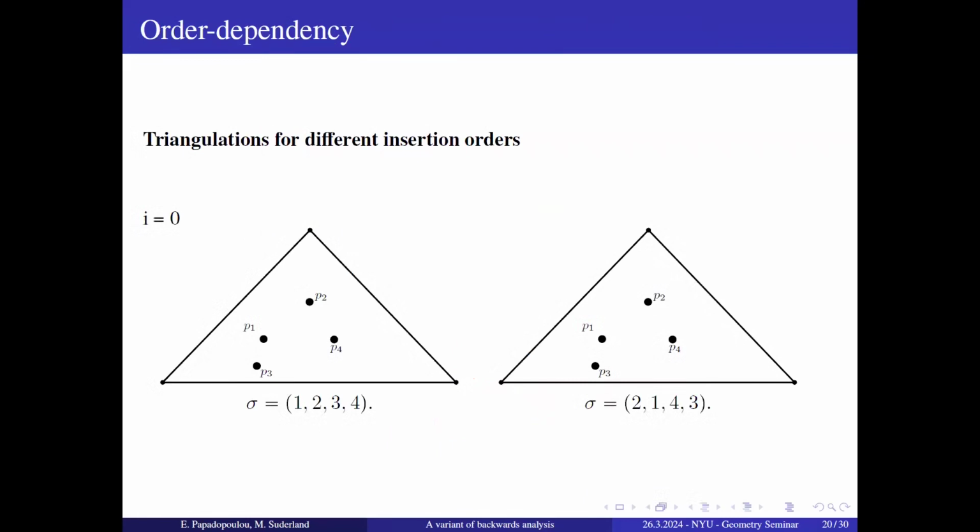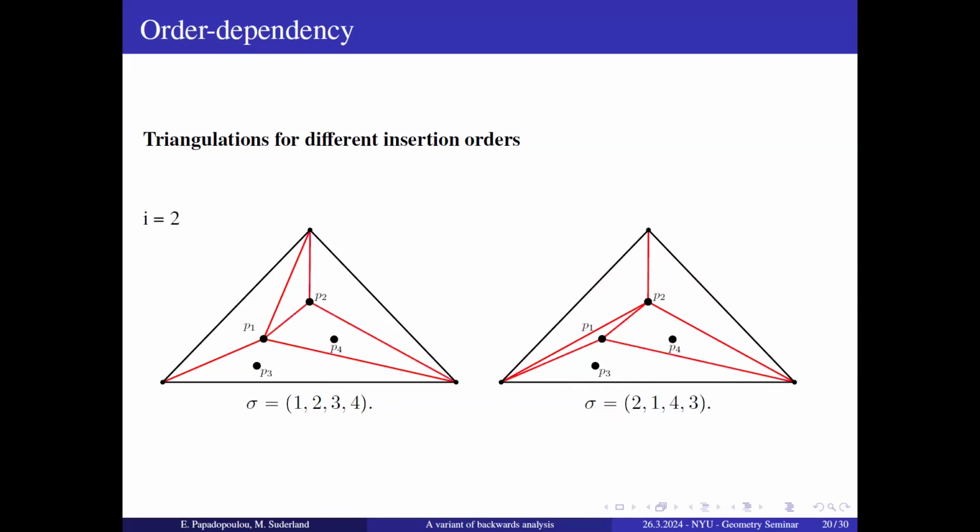Let's see how we get the order dependency for this triangulation algorithm. Here I'm showing you triangulations for two different insertion orders: on the left-hand side for the order 1, 2, 3, 4, and on the right-hand side for the order 2, 1, 4, 3. We can go through the algorithm step by step now. On the left-hand side, we triangulate with point P1 first, on the right-hand side with point P2. And then we keep going. We already see here that even though we inserted the same set of points so far, we get different triangulations. And then we can keep going towards the end, and we just get different triangulations depending on the insertion order.